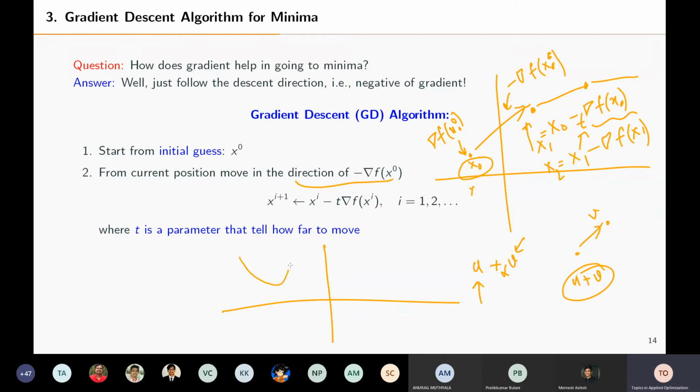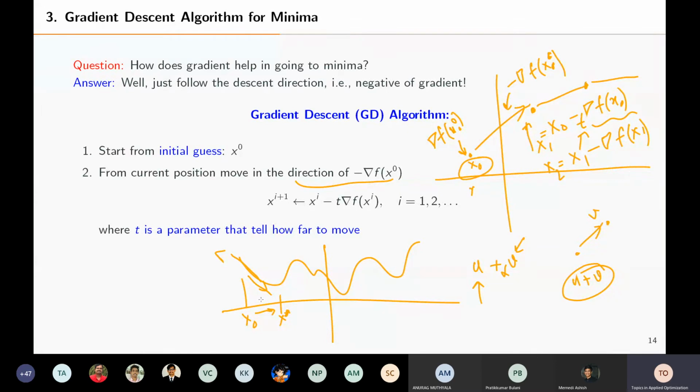For example, you have a function like this, and I clearly know that the minima is here. Let us say you started with some random point which is here, x naught, and you computed the gradient. The positive gradient points in this direction, the direction of the increase. So the negative gradient is in this direction, which means you are going in this direction.